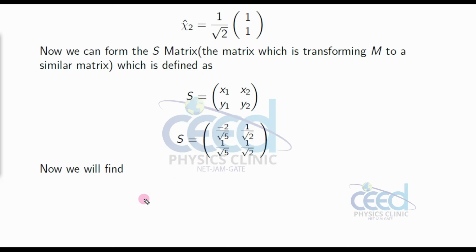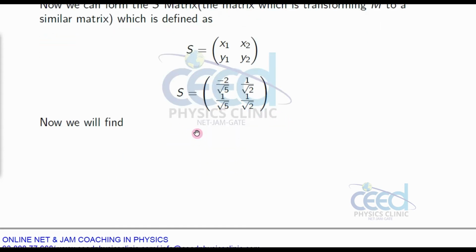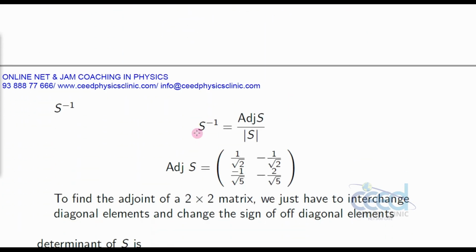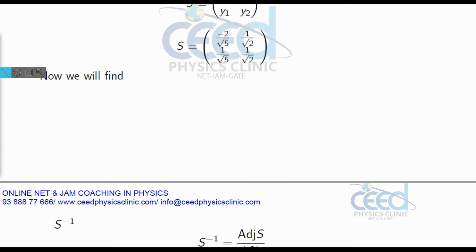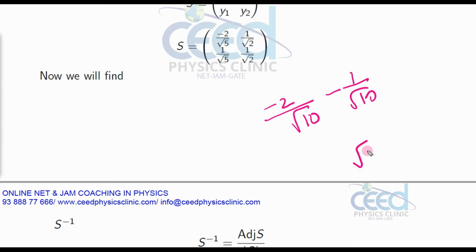Now let us come to this. So this is our S. Now our aim is to find S inverse. This is the diagonalizing matrix. What is S inverse? S inverse is adj S divided by determinant S. So we can calculate the determinant S from here. What is determinant S? You can multiply this: minus 2 by root 10, here also minus 1 by root 10. So you can take root 10, so minus 3 by root 10, right? Minus 3 by root 10, that is the determinant.